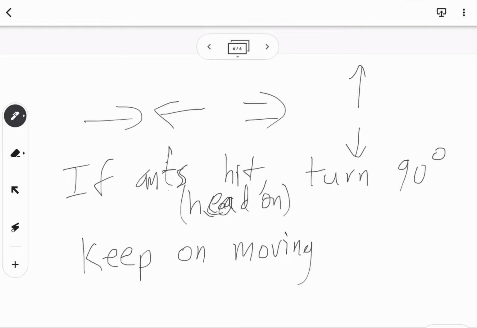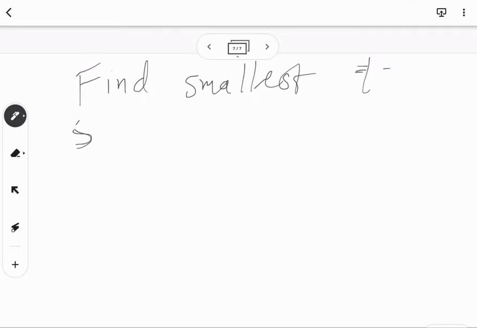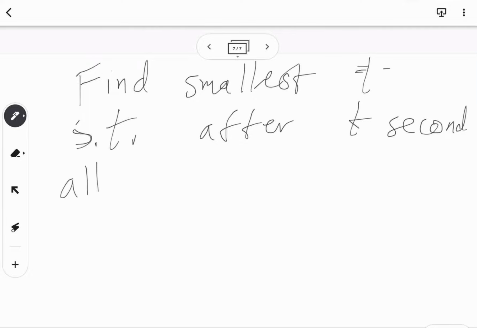So the question is, now that I've set up the problem, if you notice, in these problems there's usually a long setup before they actually ask the question. So the question is, find the smallest t such that after t seconds, all ants are off the board. What I mean by that is if an ant hits the edge of the board, then it just walks off the board, right? And it just keeps on going, because the ants don't turn unless it hits another ant.